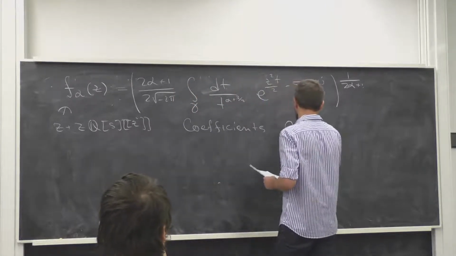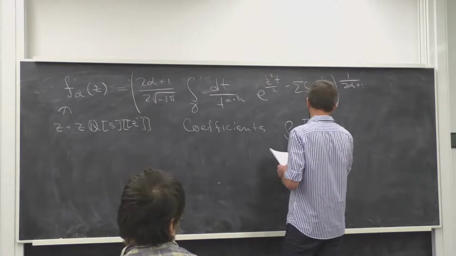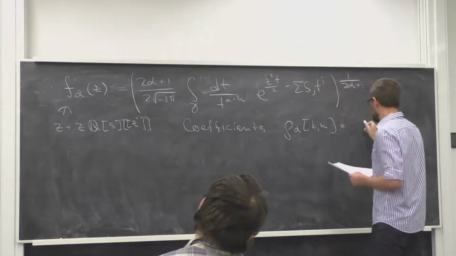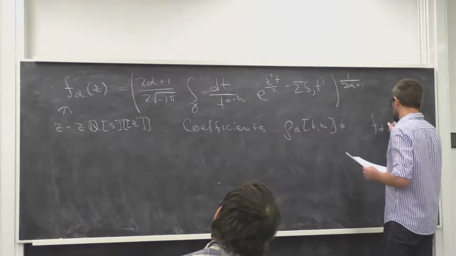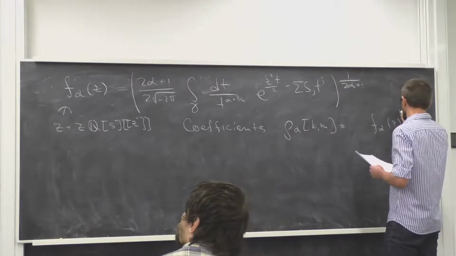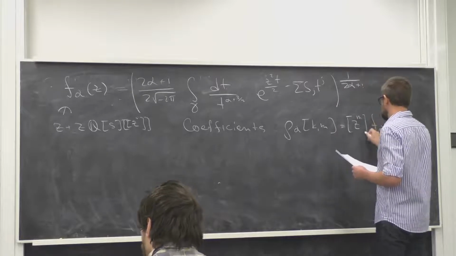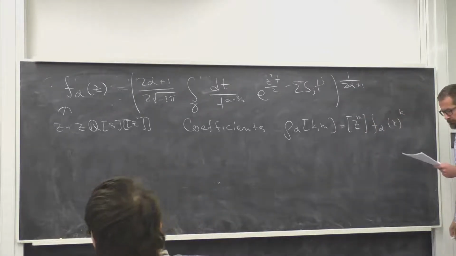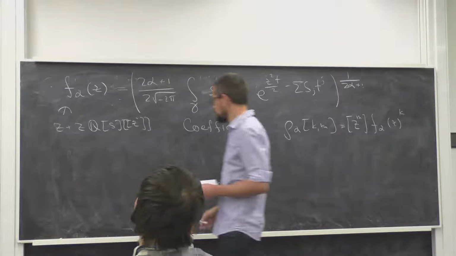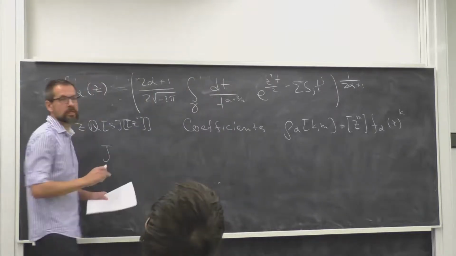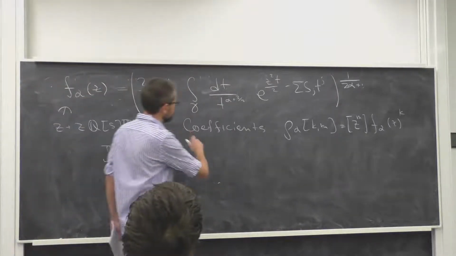Rho alpha of k and n. You just take f alpha of z to the power k and take the coefficient in front of z to the power of n. You didn't say anything about gamma. Gamma is the Hankel loop.